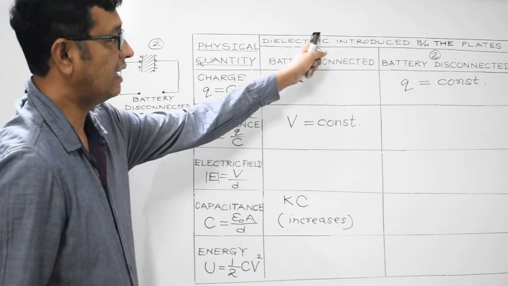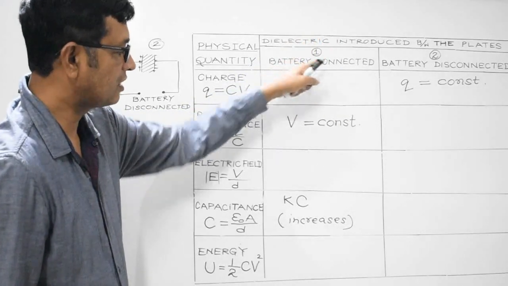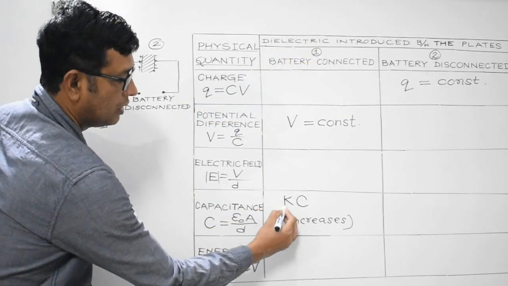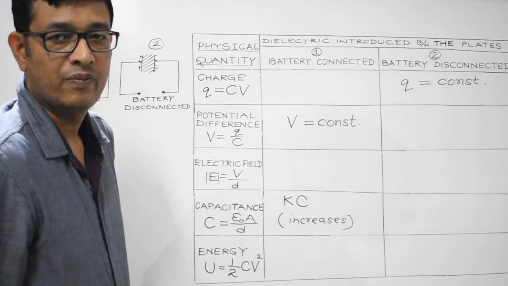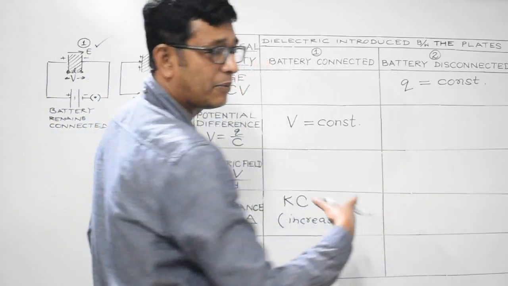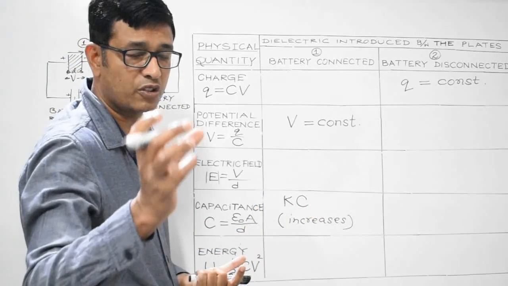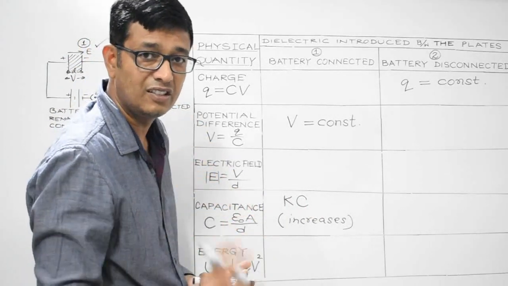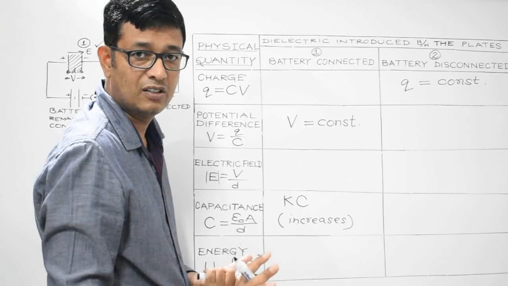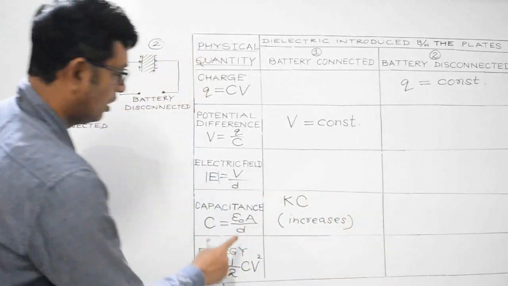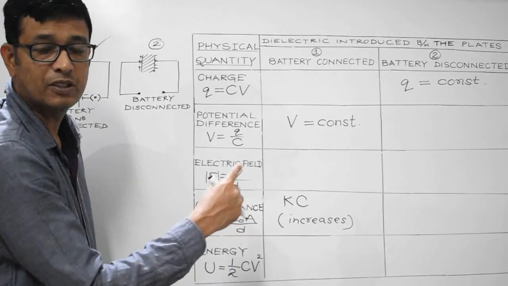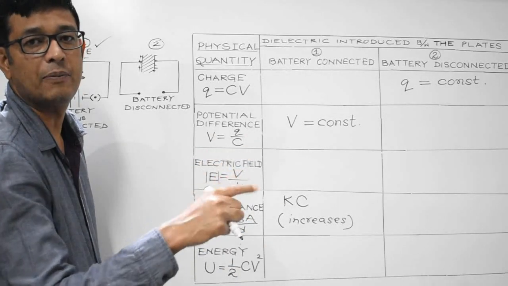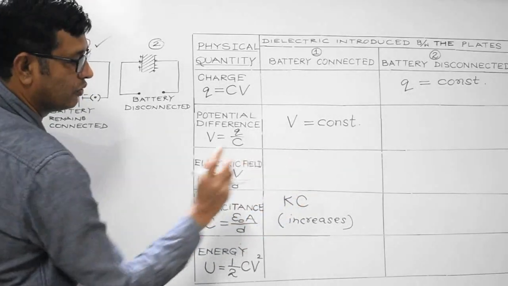Now, when the dielectric slab is introduced and the battery remains connected, the capacitance will become K times. K is the dielectric constant of the slab. So in this case also the capacitance increases on the introduction of the dielectric slab. Right? It increases K times. Look, over here epsilon would be substituted by epsilon, and epsilon is equal to K times epsilon naught. That is what I have written over here.